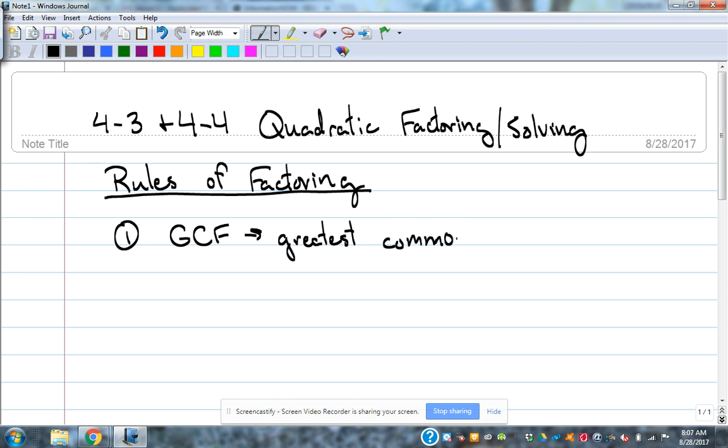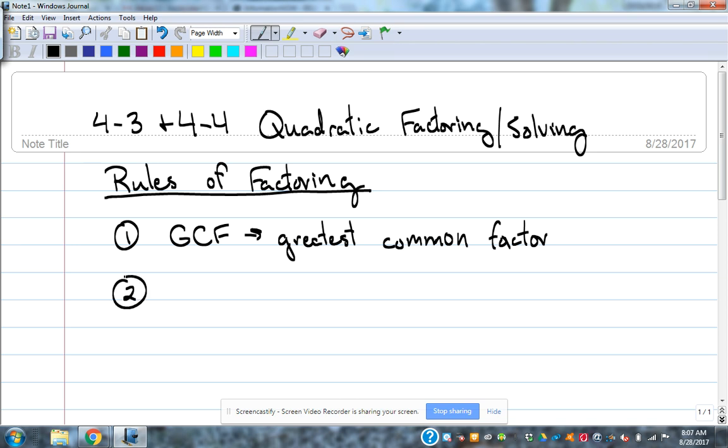So that's the biggest number that goes into two terms, or two or three or 12 terms, however many there are. It's the biggest number that goes into it. Also the largest number of shared variables. Like if you had x squared and x, x would be the greatest common factor of those two. We'll see plenty of examples today.